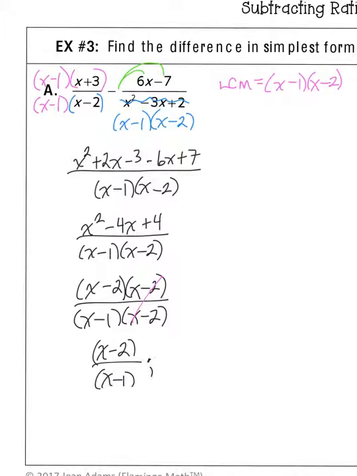However, we do have restrictions. Now your restrictions need to be in your fully factored original denominator, or just look at your LCM. So even though we cancel this out, this still causes a discontinuity. So if you look at your LCM, x cannot equal 1 or 2.